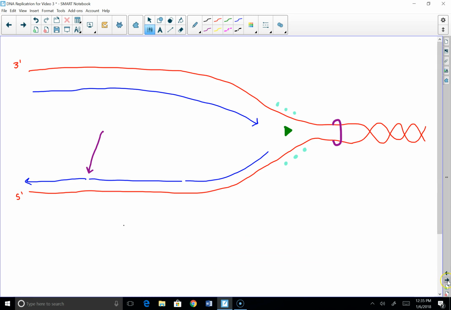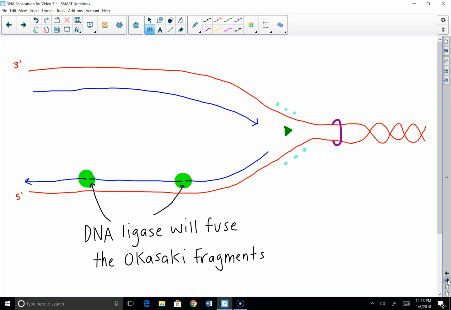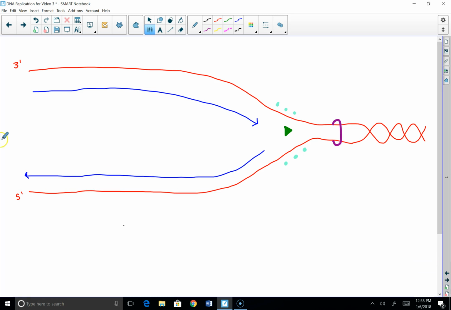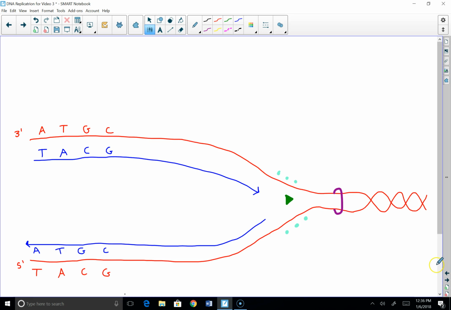Well, the last stop on the tour, and this only happens on the lagging strand, is DNA ligase is going to come in and basically fuse all of the Okazaki fragments. Once that happens, the lagging strand and the leading strand are going to be continuous with no breaks. Notice that you have one red or original strand, one blue, new. Up here, one original, one new. Well, after the Okazaki fragments have been fused, you'll notice once again complementary pairs. If there was an A, we brought a T. If there was a T, we brought an A.